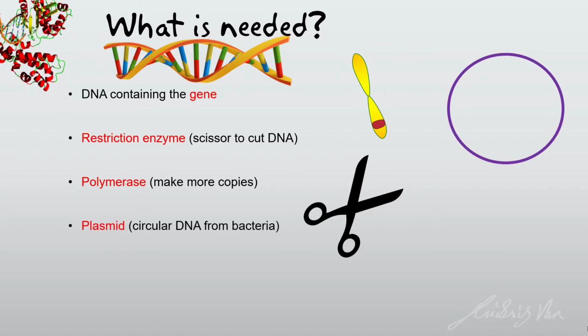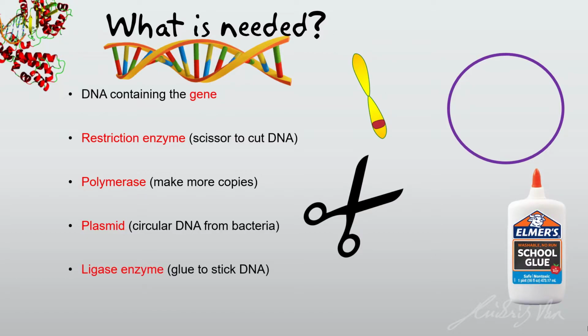Then you will also need a plasmid. Plasmid is actually the DNA inside bacteria. The DNA inside bacteria isn't helical in shape. It is circular in shape, unlike our human DNA. So you will use the same restriction enzyme to cut the plasmid. Then you will need glue to glue the gene into the plasmid. The glue here is the enzyme known as ligase. Once you have glued the gene into the plasmid, it will be known as a recombinant plasmid.